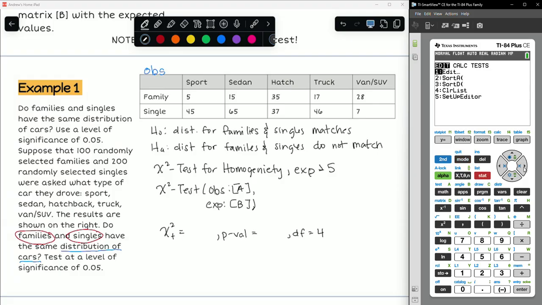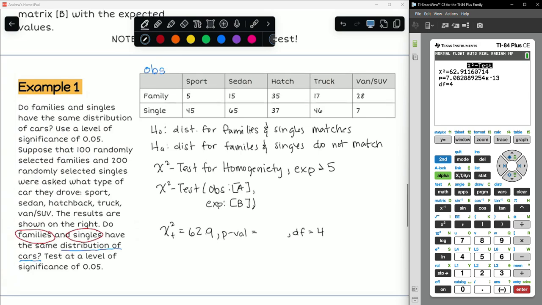And then I go stat test, option C, chi-squared test, and I run to calculate. So it gives me a test statistic of 62.9, that's huge, and it gives me a p-value of 7.1 e to the negative 13. So that's 12 zeros followed by a 7. That's approximately 0. And it does give us that correct degrees of freedom of 4.